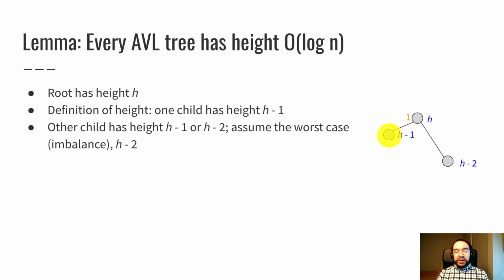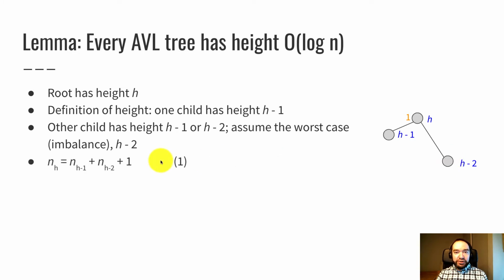And here we're analyzing for the worst case for the tree, which is the most imbalanced tree possible. So we're going to assume that the heights are different so that there is a balance factor of 1 here. So that means that our root has height h. There's one child of height h minus 1. There's a second child of height h minus 2.